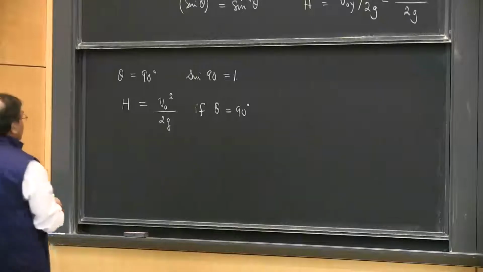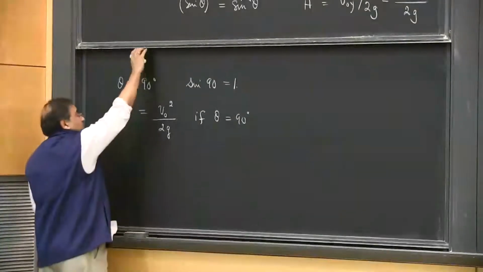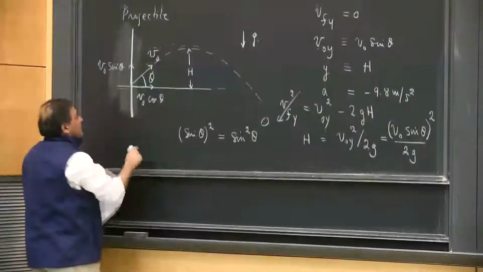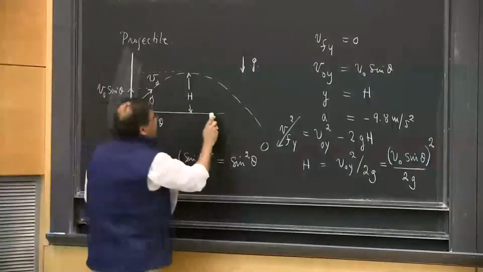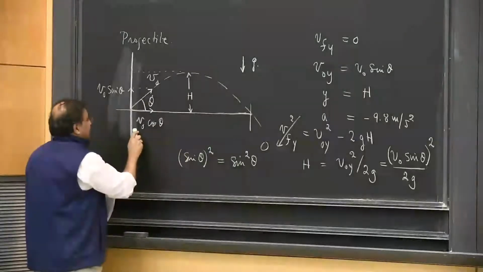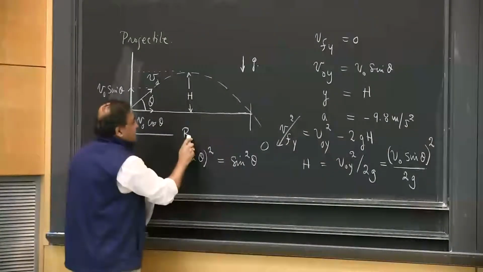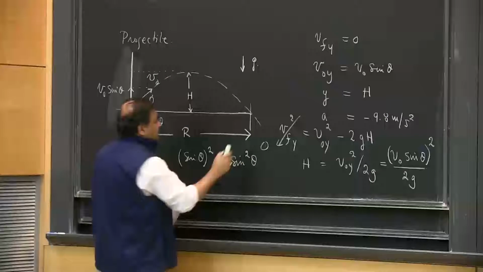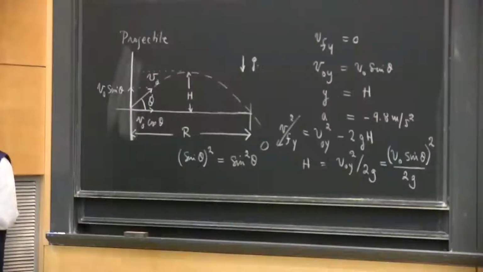One of the things that we can easily calculate is what is called the range. What is the range? Range has a definition, a technical word. This distance here is actually called range. It can be denoted by r or d or whatever.